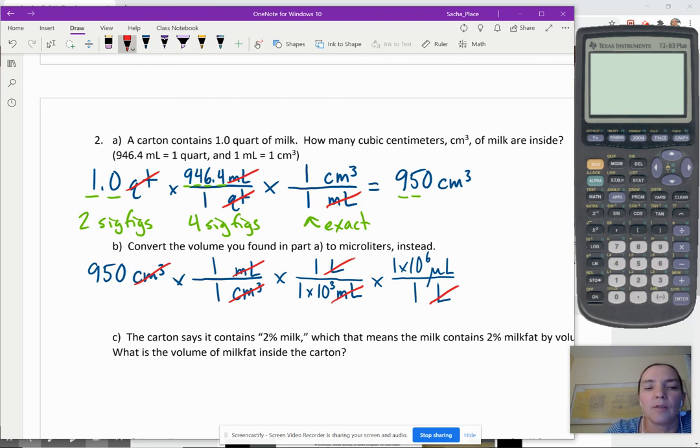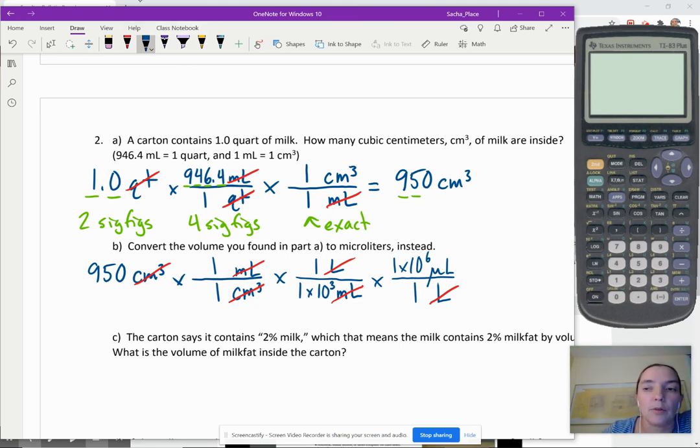And so what I've done is I've converted from centimeters cubed into milliliters, from milliliters into liters, and then from liters into microliters. And yes, you could make this shorter by eliminating all those ones and just using the conversion factor that there are a million microliters for every 1,000 milliliters. You're absolutely welcome to do that if that makes sense to you.